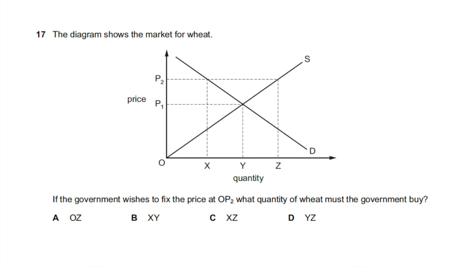17. The diagram shows the market for wheat. If the government wishes to fix the price at OP2, what quantity of wheat must the government buy? At price P2, quantity X is demanded. The government would want to keep the price at P2 and would need to purchase the quantity from X to Z. The mistake made by many at first glance would be to say the government needs to purchase YZ, but that would mean the price has fallen from P2 to P1.